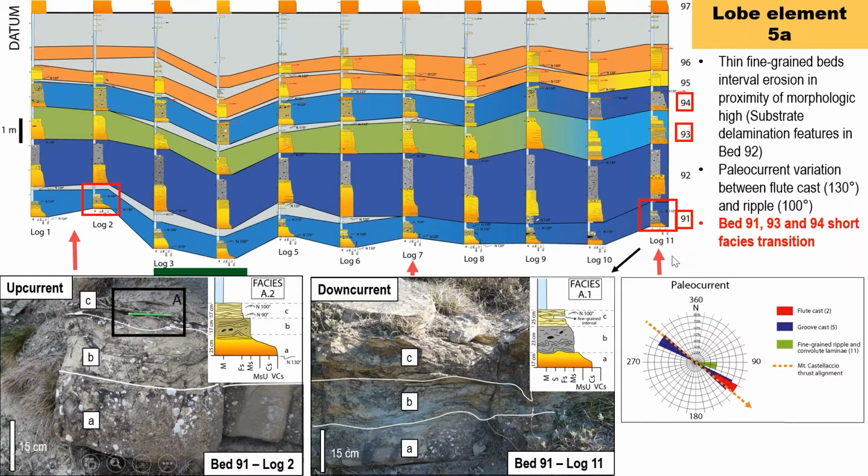This first flattening also highlights that there is another subtle morphological high in correspondence of log 11. Near this position, we can see an increase in mud content inside the hybrid bed that is marked by the facies variation that we can see in the picture and also in the picture below. And the same evidence has been found also in bed 93 and 94.